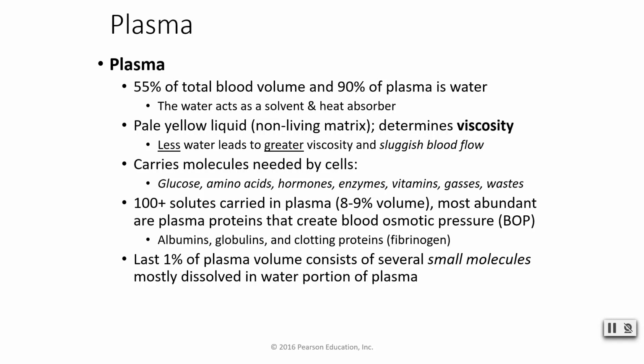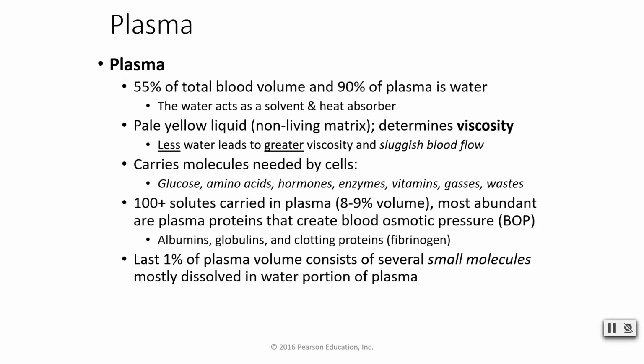Your plasma should be more of a pale yellow color. It's not clear. Okay, it should be a pale yellow. The plasma itself is what determines the viscosity of the blood. So the viscosity, we said, was how thin or how thick your blood is. If your plasma contains less water than normal, your blood would be more viscous, or it would be thicker.